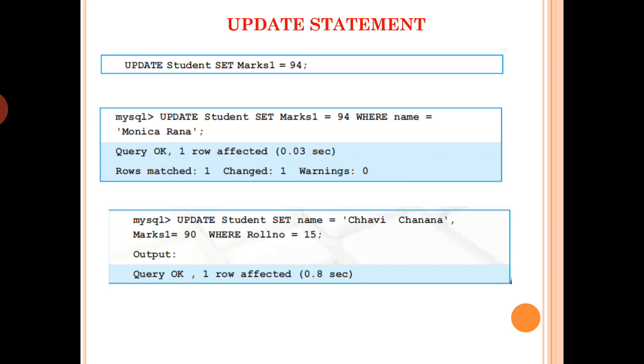Students, multiple columns can also be updated at once. The statement UPDATE student SET name = 'Chavi Chana', marks1 = 90 WHERE rollno = 15 changes the name to Chavi Chana and marks to 90 for the roll number 15.